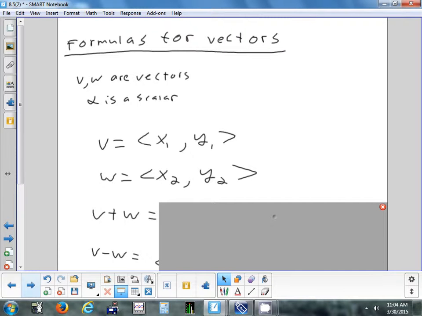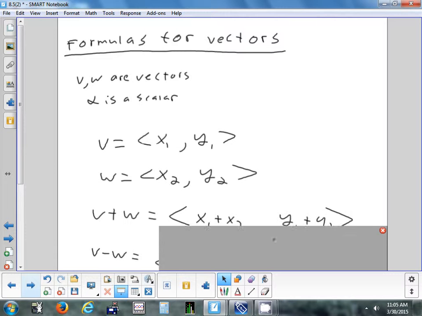All right, so the first one is adding the vectors. Okay, if we were going to do this like we did last time, you'd have to sketch V, you'd have to sketch W, put it on the end of V, and then draw in the vector from the initial point of V to the terminal point of W. Well, if we want to do it on paper, okay, all we have to do is take the horizontal components, add them up, take the vertical components, add them up. That's it.